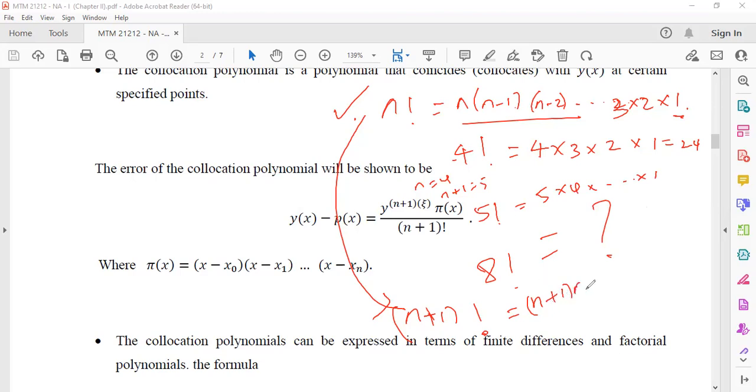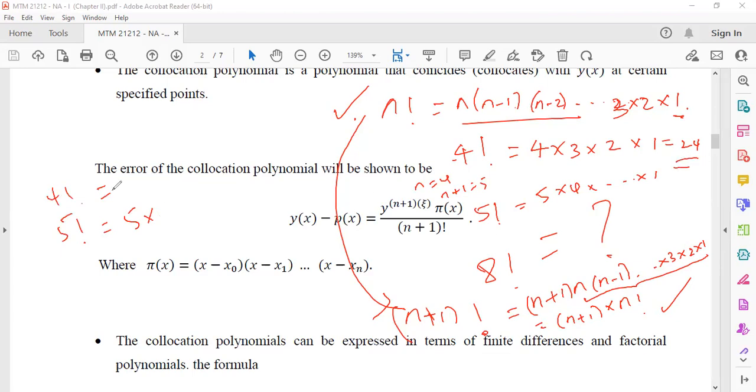So n plus 1, the next number will be n, and then n minus 1, going up to 3, 2, 1. We can take up to this point as n factorial. So you can write n plus 1 times n factorial, or you can write it fully. For example, if you already know 4 factorial is 24, then 5 factorial is 5 times 24, which is 120. Is that correct? So this is what factorial says.